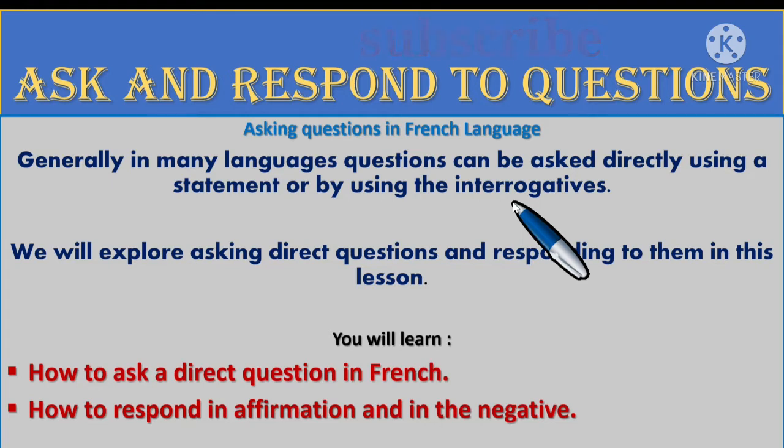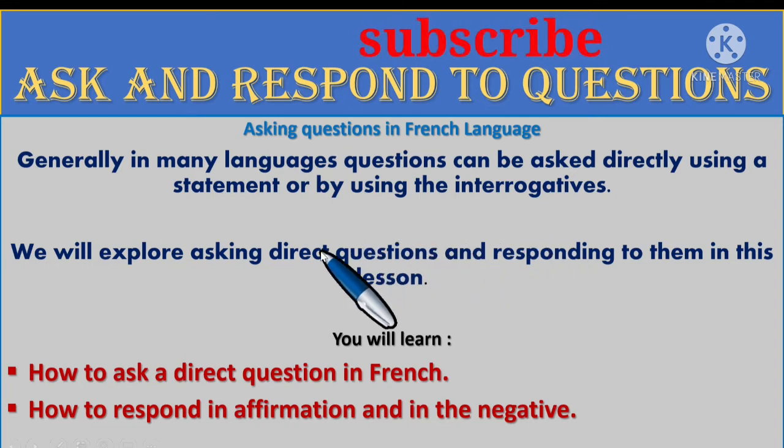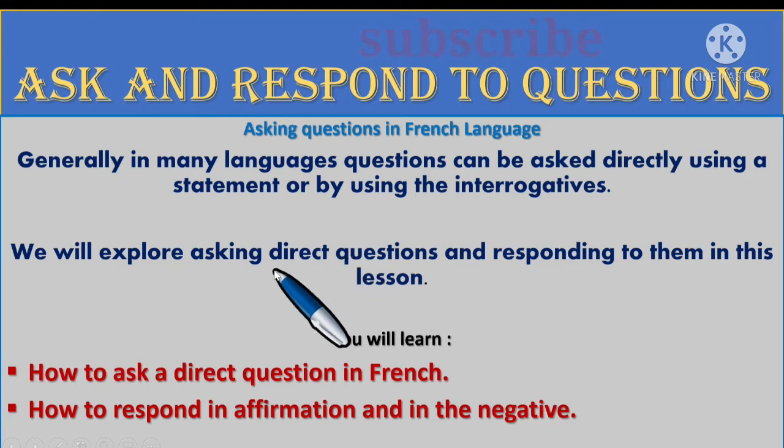And when you use the interrogatives, the person will require to make a statement while answering, all right? But the direct questions, you respond to them using yes or no. So we are going to explore today asking direct questions and responding to them. At the end of this lesson, you will learn how to ask a direct question in French and how to respond in affirmation and also in the negative. All right, so on y va.